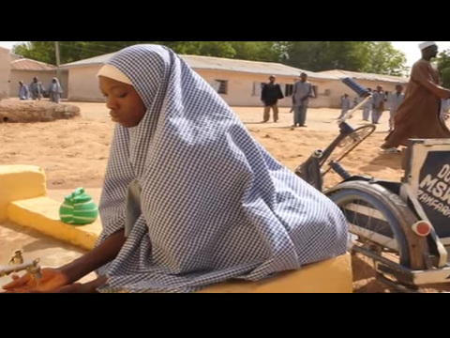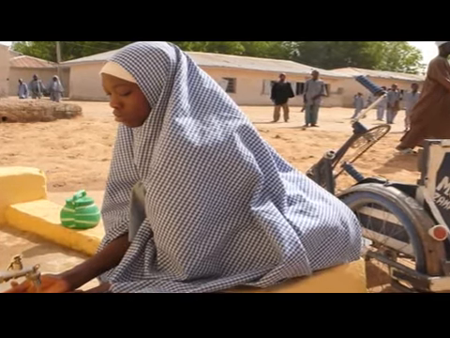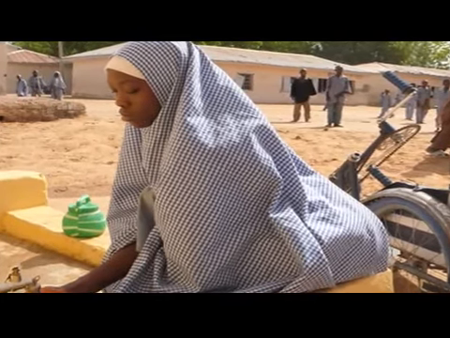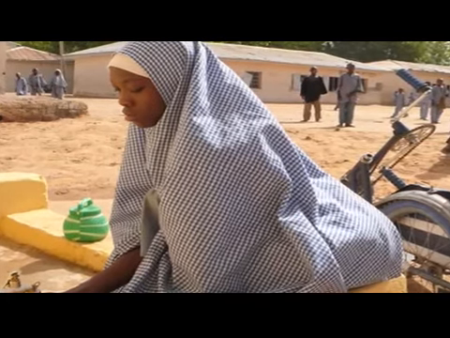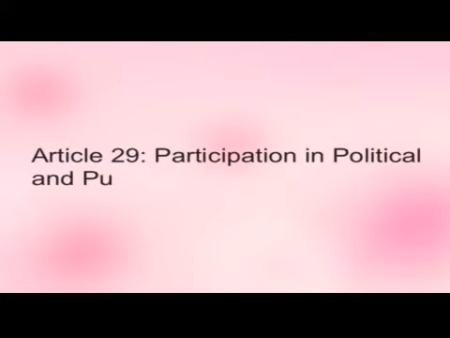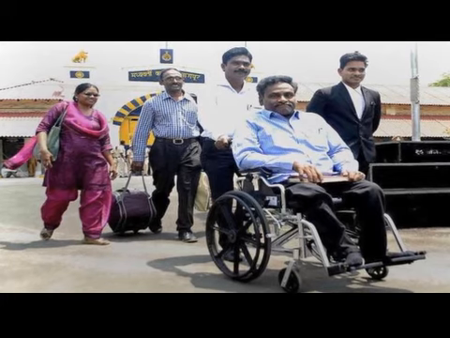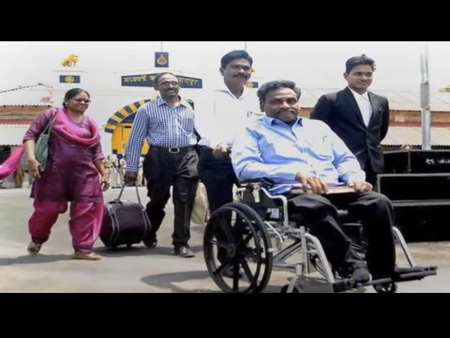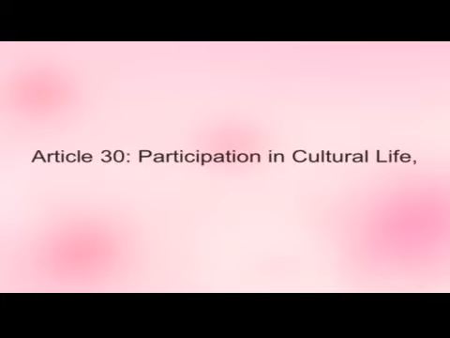Article 28, Adequate Standard of Living and Social Protection. People with disabilities have the right to an adequate standard of living, including food, water, clothing and housing, and to effective social protection, including poverty reduction and public housing programs. Article 29, Participation in political and public life. People with disabilities have the right to participate in politics and in public affairs as well as to vote and to be elected.